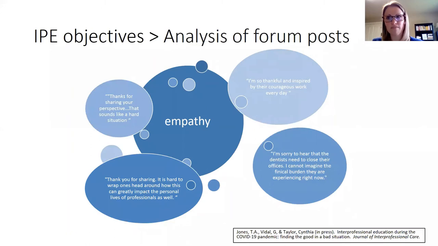Next slide. One of the other themes that we found was students responding to their classmates' posts with this really high degree of empathy that we hadn't seen before. Students were displaying an understanding and an awareness, a sensitivity, and they demonstrated vicariously experiencing the feelings and thoughts and experiences of their fellow classmates, which was really, really rewarding to be able to see them doing.